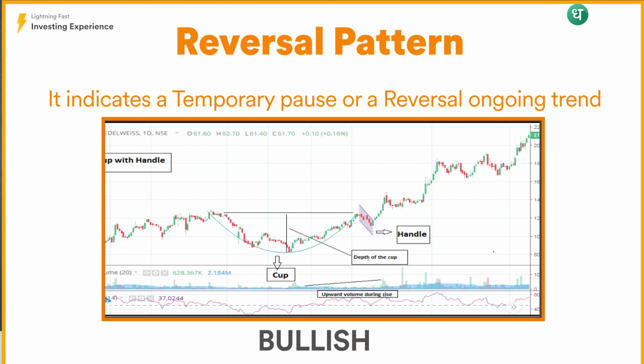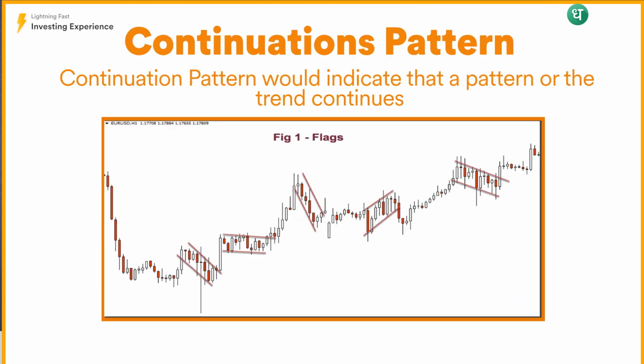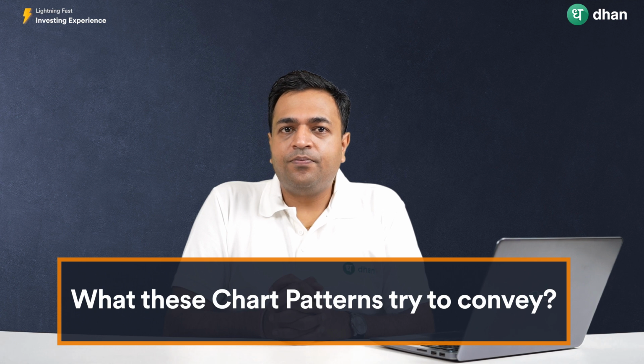And conversely, a continuation pattern would indicate that the trend continues. For example, if a stock is in a visible uptrend, a continuation pattern may indicate that the uptrend may consolidate for some time and the trend will continue further. So before we get into the discussions of various types of chart patterns, it is imperative that we discuss and try to understand what these chart patterns try to convey.